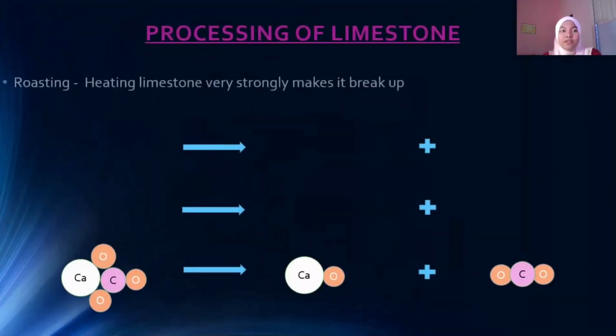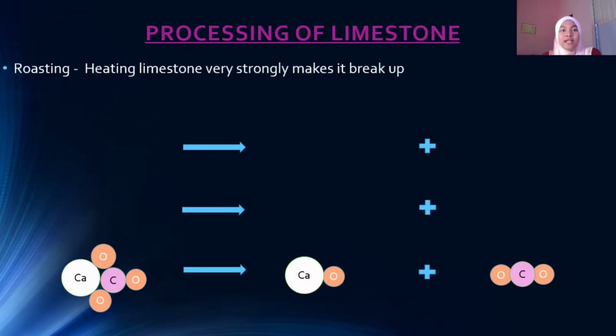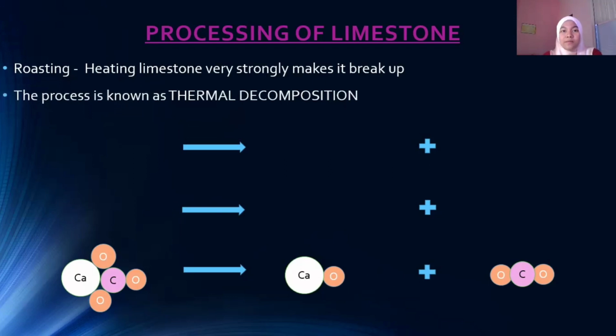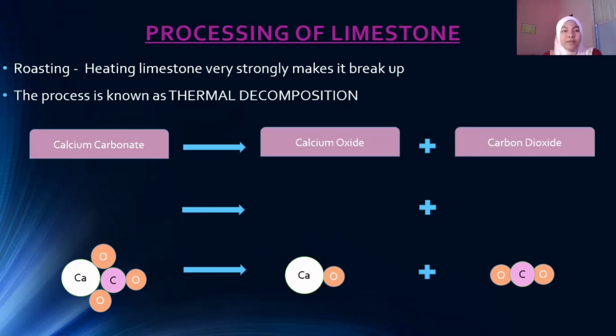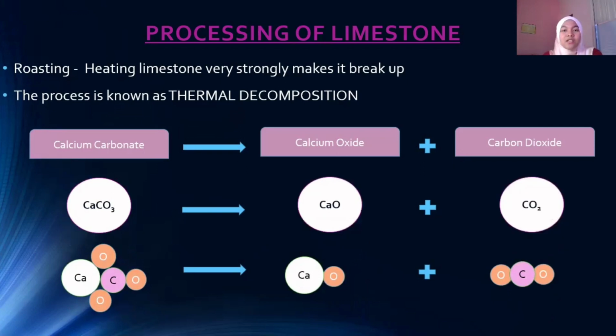Processing of limestone. Roasting means heating limestone very strongly makes it break up. The process is known as thermal decomposition. So this is the chemical equation. Calcium carbonate when heated will produce calcium oxide plus carbon dioxide. So this is the simple figure. So we can conclude that calcium oxide is known as quicklime.